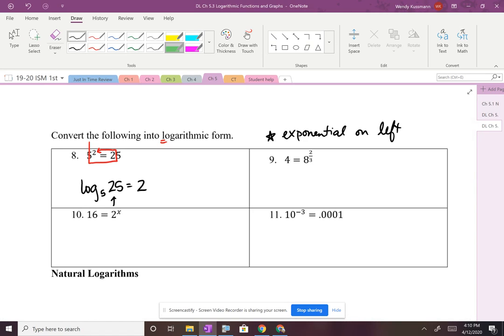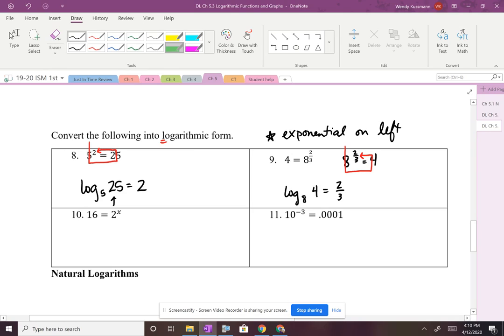So if you look at example number 9, the exponential is not on the left, so I can't use my L shape to be able to figure out what things are. So the first thing I need to do is take it and put it in the correct format. So 8 to the 2/3 equals 4. Take my L, come straight down, log base 8 of 4 equals 2/3. So again, the base is the same. Log base 8 of 4 equals my power, 2/3. You will always be equal to the power.